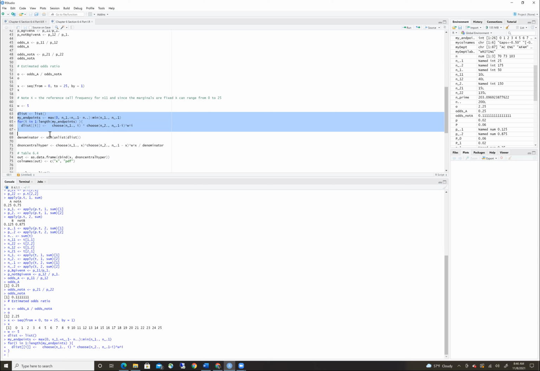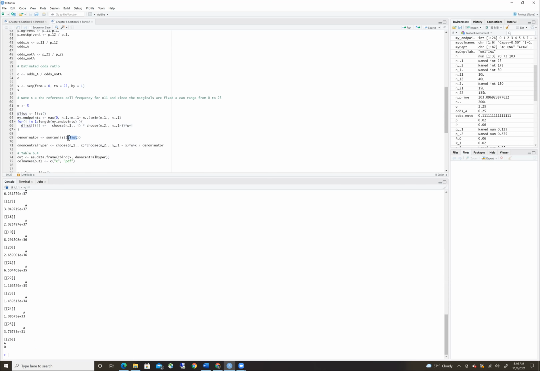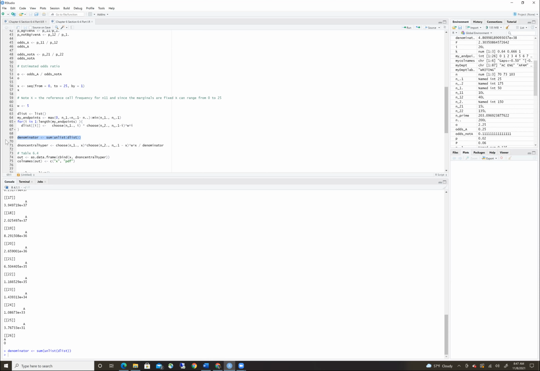If I look at D list itself, it's going to be each of those pieces, so it has summed all the way through. And what I'm going to do is use the unlist function, and then sum. By doing this, that should give me my entire denominator, because I want to sum all of those pieces, just like it says in equation 6.35. So when I look at the denominator, here's what it is equal to. It's a very, very large number.